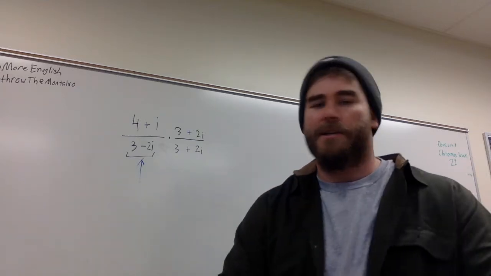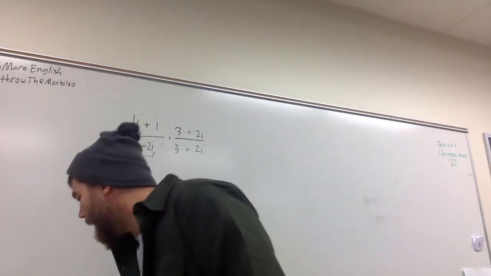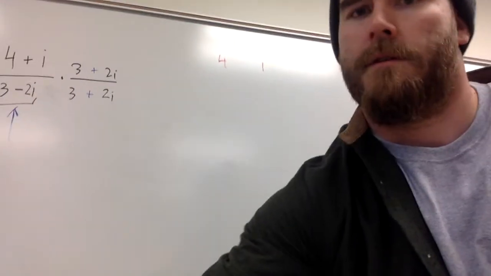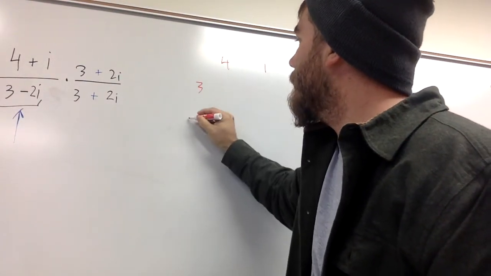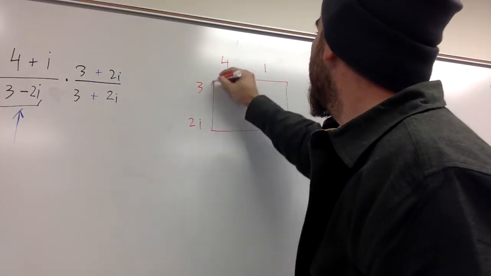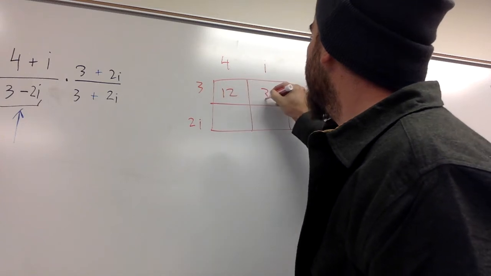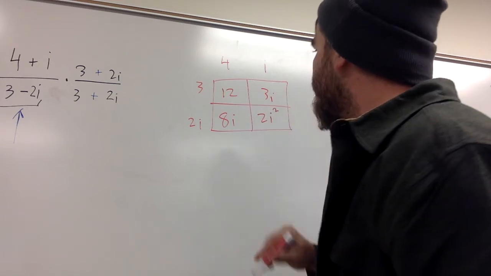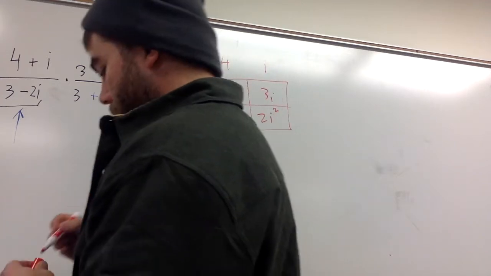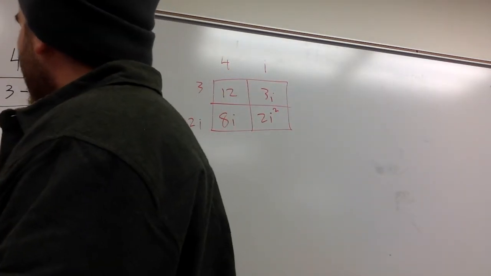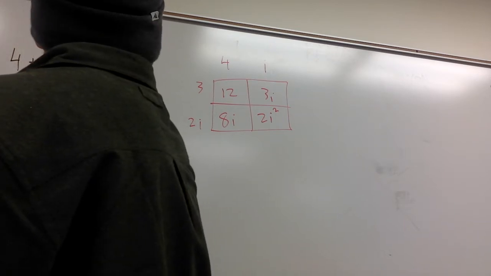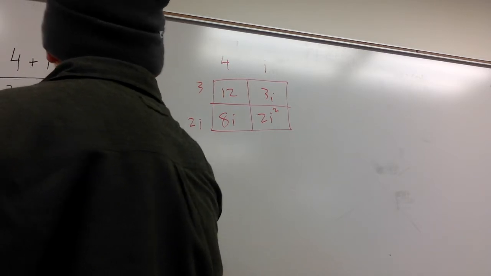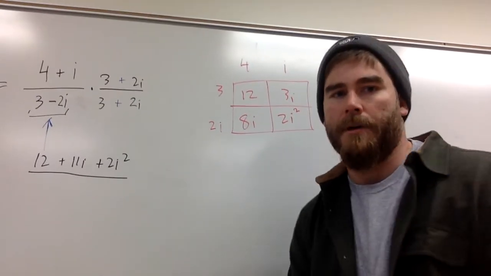And I'm going to do the box multiplication. You may want to do FOIL. I don't care what you do. I prefer box, so that's what I'm going to do. So we have 4 plus i, and then 3 plus 2i. Draw my box. 4 times 3 is 12. 3 times i is 3i. 4 times 2i is 8i. 2i times i is 2i squared. All right, so that is now my numerator.